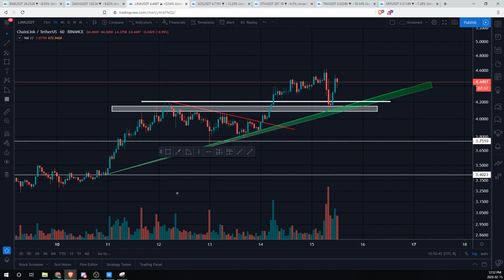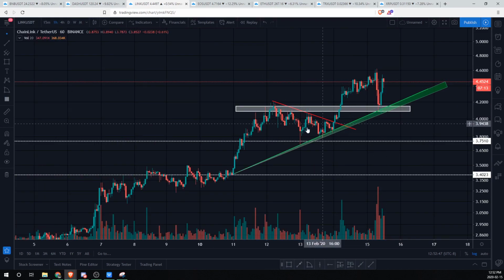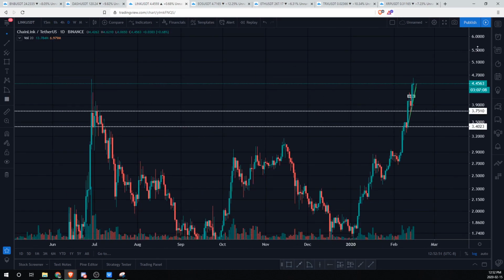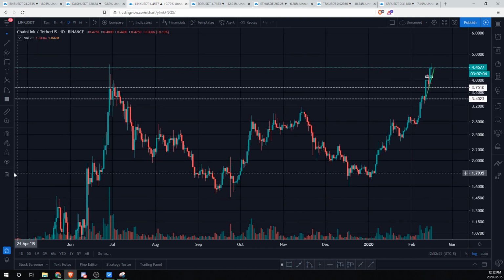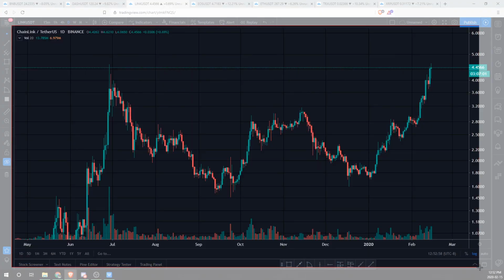Link actually bounced very, very well. Look at that bounce off that nice structural low there. So we'll talk about Link and why we're still looking for longs within this market. So let's just quickly look at the daily chart, looking at just the price action, really a complete naked chart. And we'll discuss the higher low, higher high situation.